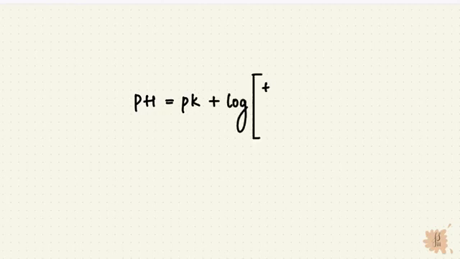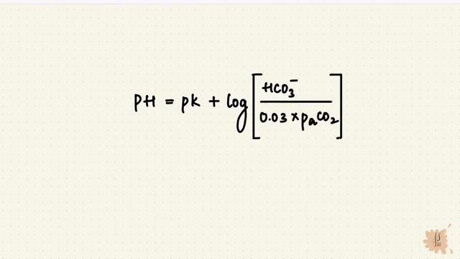So the equation tells us everything we need to know. pH equals pK plus log of the concentration of bicarb over 0.03 times the partial pressure of arterial carbon dioxide. If the PaCO2 is high, the pH will lower, so the kidneys compensate by increasing bicarb. That increases the pH towards normal. If the PaCO2 is low, the pH will be high, and the kidneys compensate by lowering bicarb, so the pH reduces towards normal.